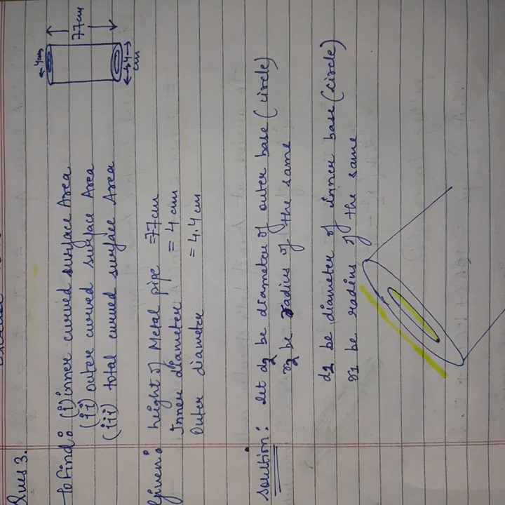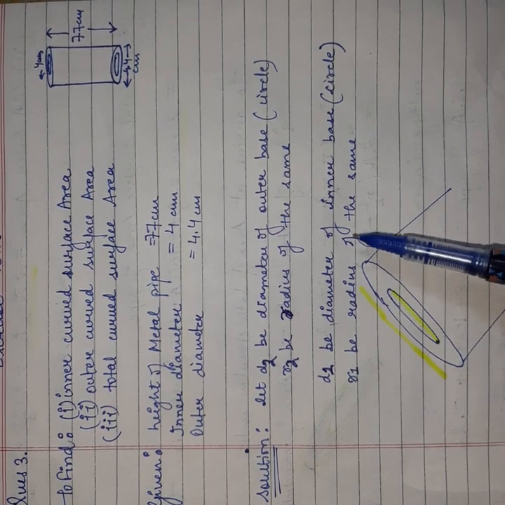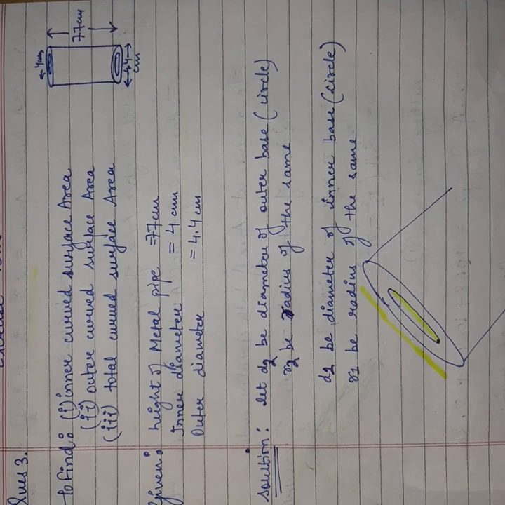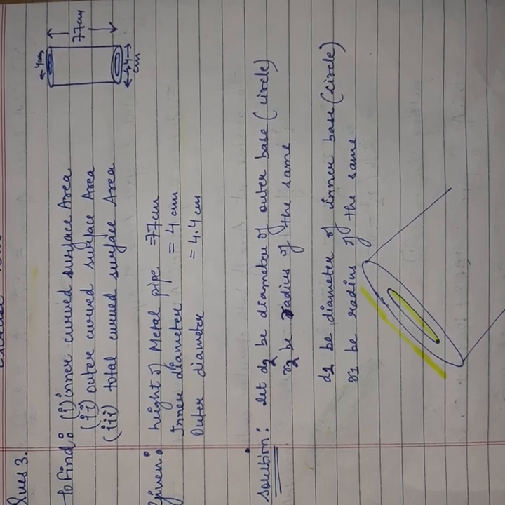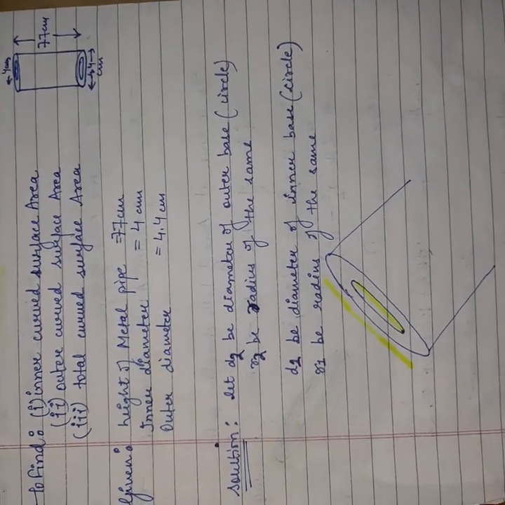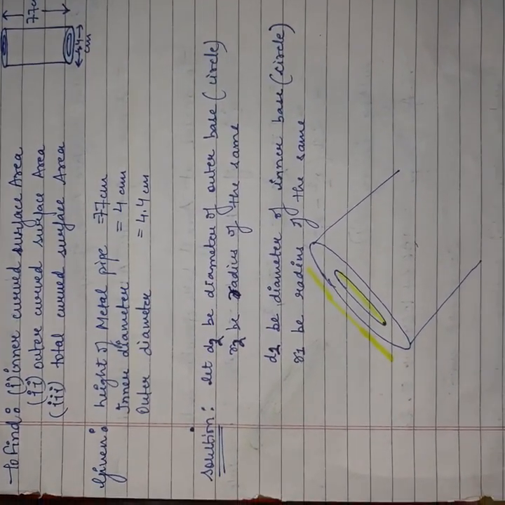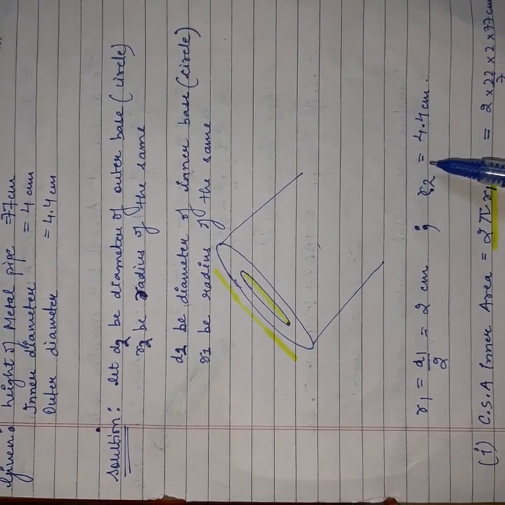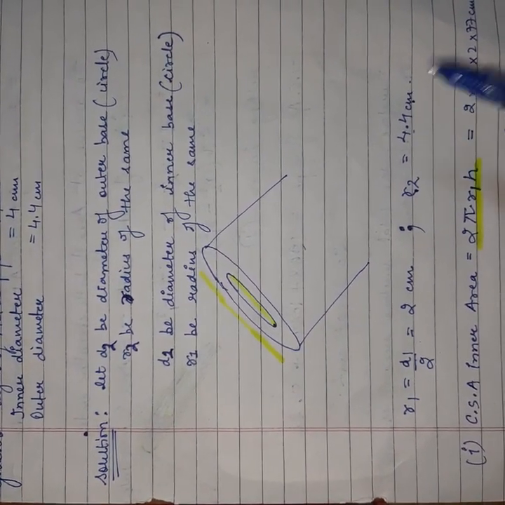First I have given R1 the name of the inner circle's radius. R1 will be derived by dividing D1, that is the diameter of the inner base, by 2, which will come out to be 2 centimeters. And R2, the radius of the outer base, will come out to be 4.4 centimeters.